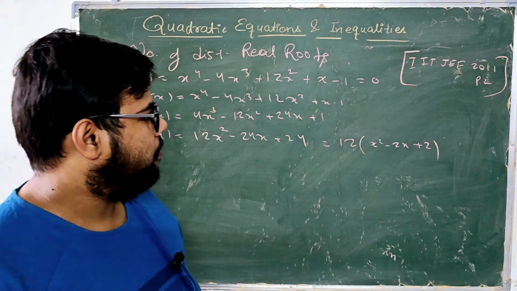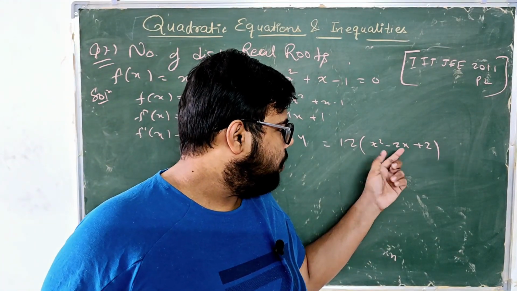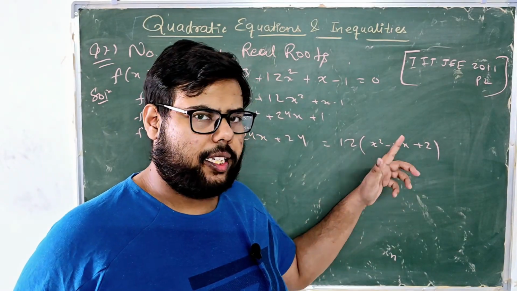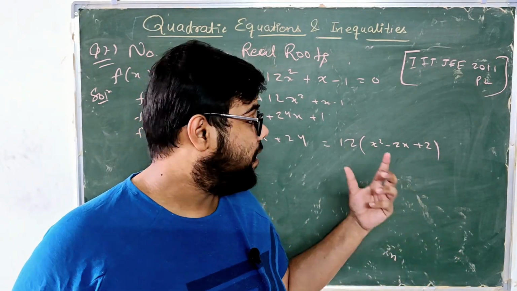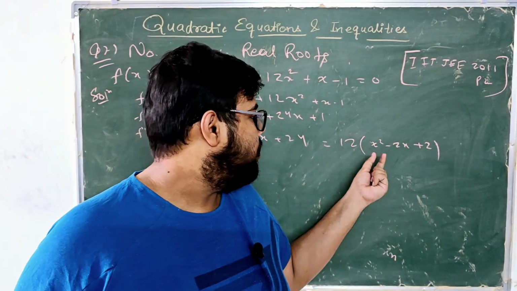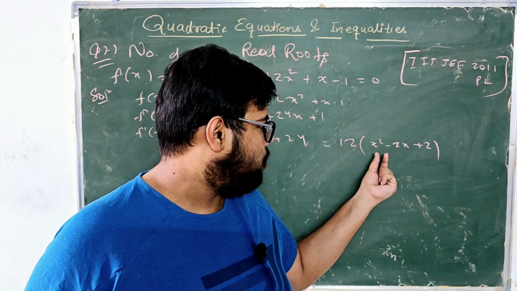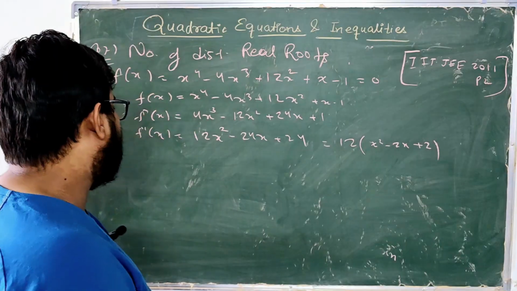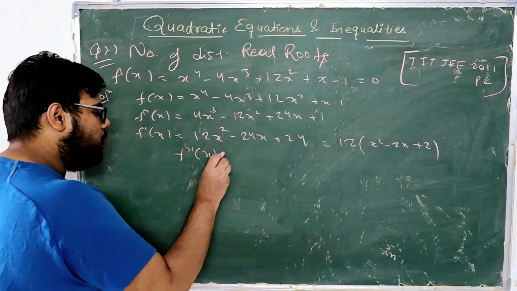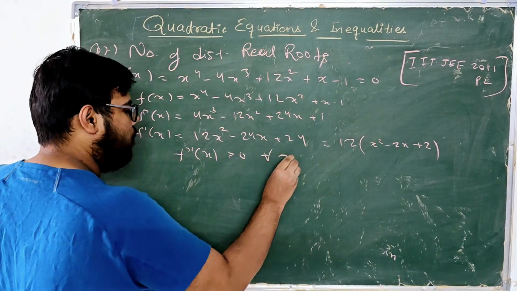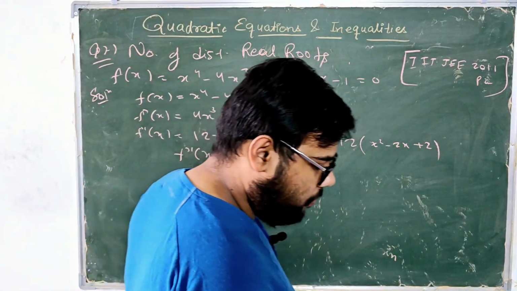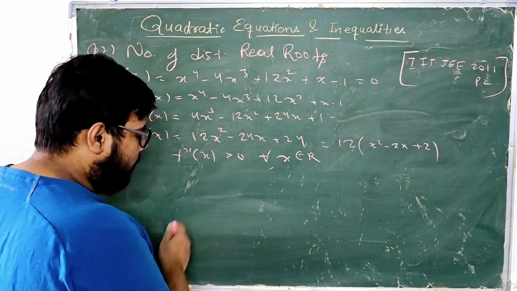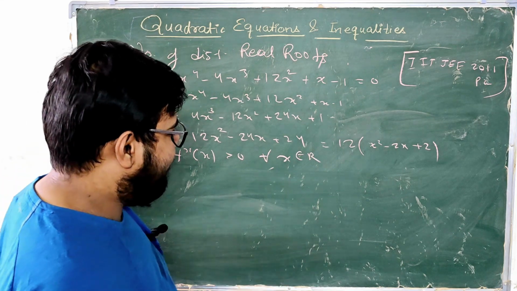Now clearly, if you calculate the discriminant of this function, it will be 4 minus 8, that is, a negative value. Since it's a negative value, and since the coefficient of x square is positive, that is 1, it is a positive quantity, so f double dash of x is always greater than 0 for all x belonging to real numbers. Correct? So we proved that f double dash of x is greater than 0 for all real x.